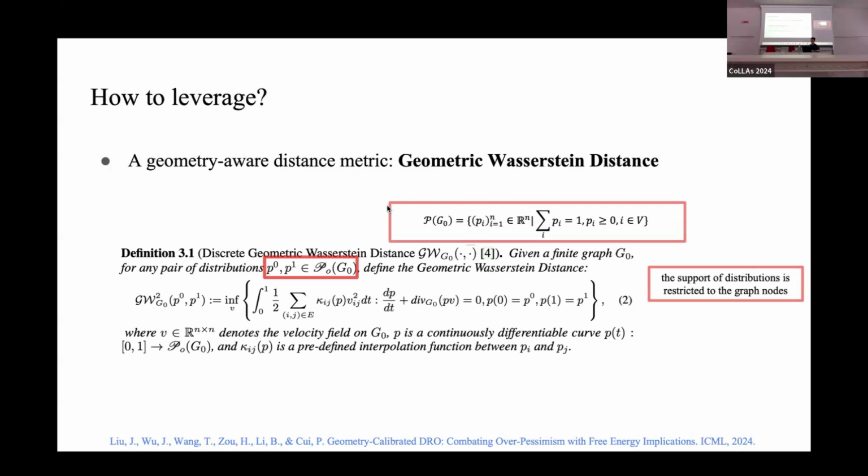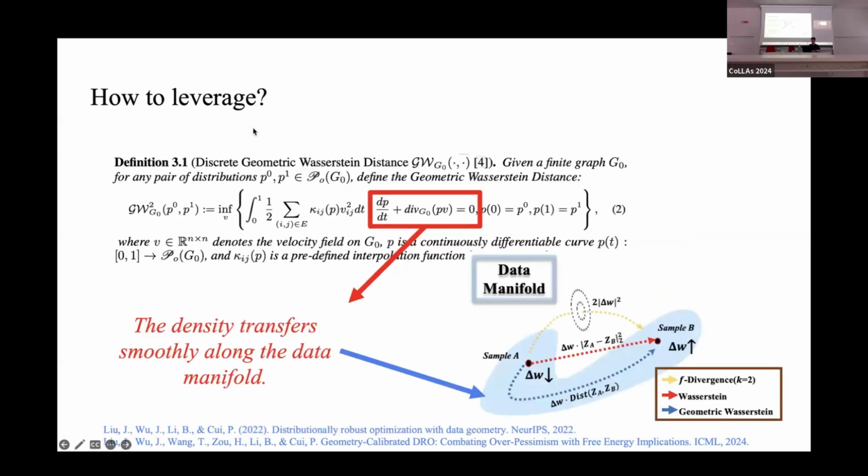And then we propose a new kind of metric named geometrical Wasserstein distance to capture the geometry properties of the data distribution. Different from the original Wasserstein distance, in this distance metric, first the support of samples is restricted to a graph node, and also the mass can only be transported along the manifold, rather than using some Euclidean distance. And from this constraint, we can see that the densities can only transfer uniquely along the manifold.